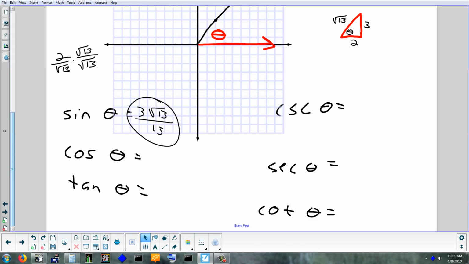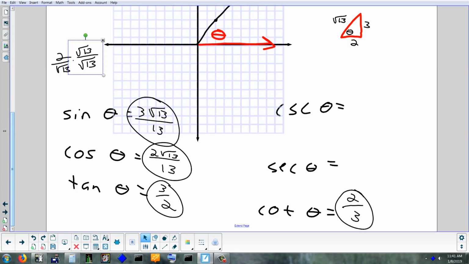In the bottom, it cancels out. And then in the top, you just write it the way you see it. 2 times square root of 13. That's it for that. Kylie, how about my tangent? That would be 3 over 2. Yep. And now cotangent, that one's pretty easy because we flip it and there's no root, 2 over 3.